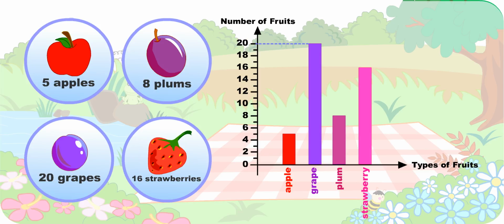Yes, 20 grapes. Now, which fruit is Turbo Girl going to use the least in the salad? The shortest vertical bar represents the apple. So, Turbo Girl is going to use the least number of apples in the salad. Did you check the number? 5. Yes, it's the least quantity.